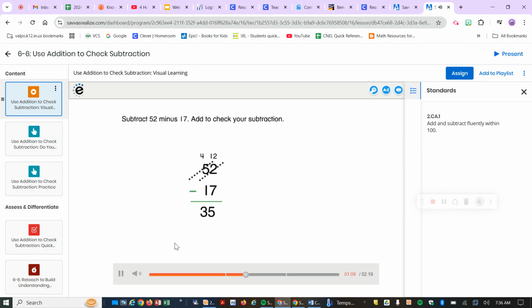Subtract 52 minus 17. Add to check your subtraction. How do you subtract 17 from 52? Regroup 52 as 4 tens and 12 ones. First, subtract the ones. Then, subtract the tens. What two numbers are added to check the subtraction?